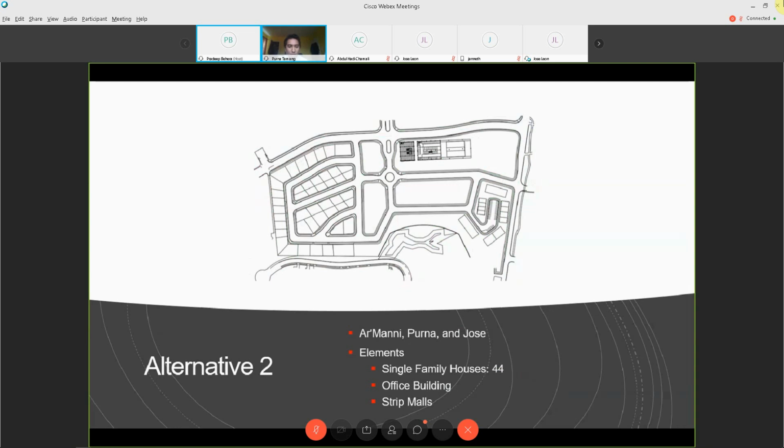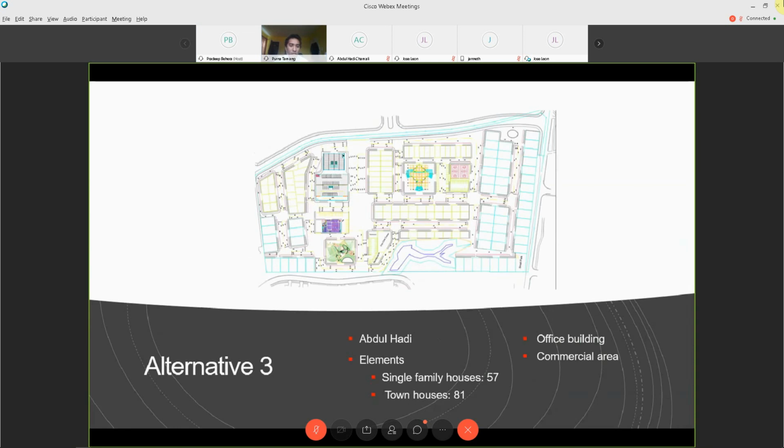Next slide. Okay, so this alternative was designed by me, Jose, and Armani. We produced 44 single-family houses. We laid out our office building and strip malls. We designed our roads based on the Montgomery design standards. We also followed the Montgomery zoning code. And for alternative 3, this is our third alternative, which was designed by Hadi. He produced 57 single-family houses, 81 townhouses, an office building, and a commercial area.